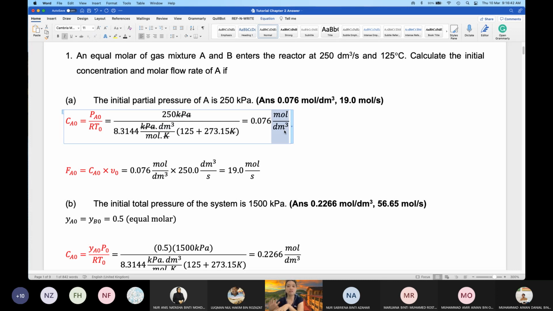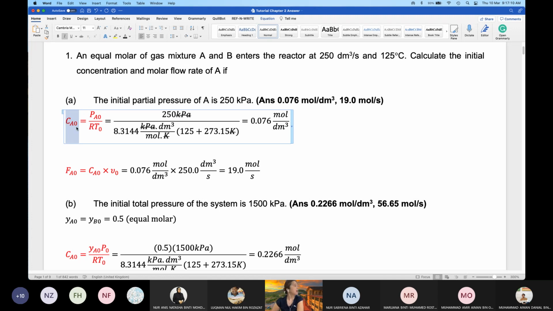So I always tell you, as a way for you to check your calculation, look at the unit. If your unit is mole per dm cube, mole per volume, which is concentration, and you indeed want to find concentration, most likely your answer is correct. If the unit is consistent with the dimension of what you want to find, most likely the formula that you use is correct.